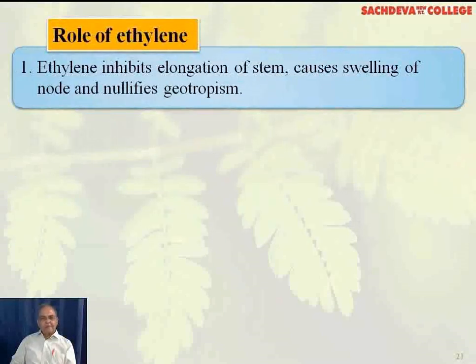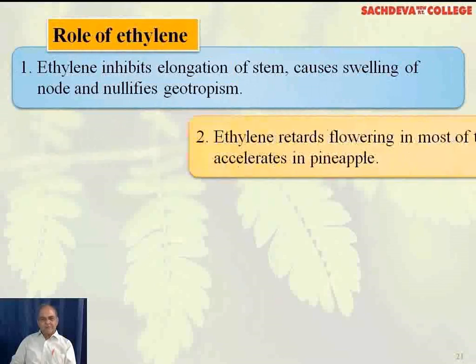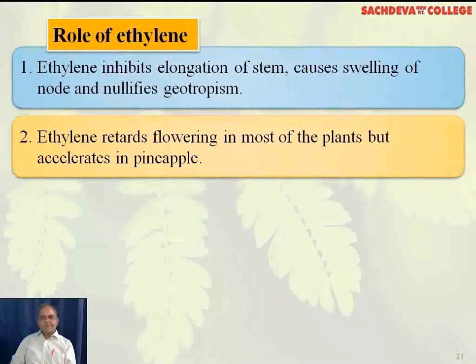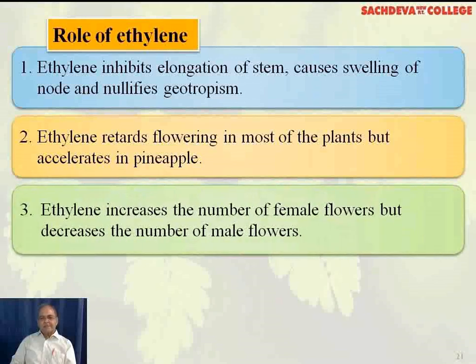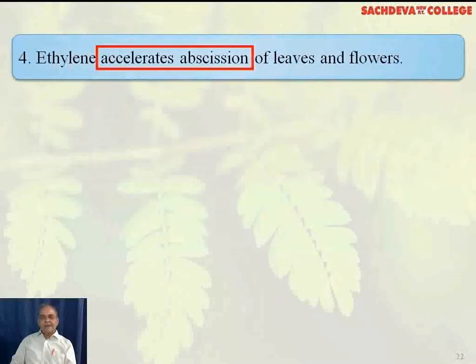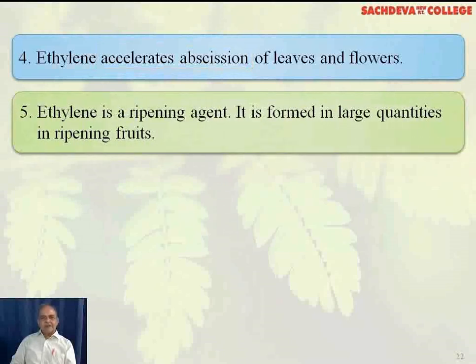Role of ethylene. Ethylene inhibits elongation of stem, causes swelling of node, and nullifies geotropism. Ethylene retards flowering in most of the plants but accelerates it in pineapple. Ethylene increases the number of female flowers but decreases the number of male flowers. Ethylene accelerates abscission of leaves and flowers. Ethylene is a ripening agent. It is formed in large quantities in ripening fruits.